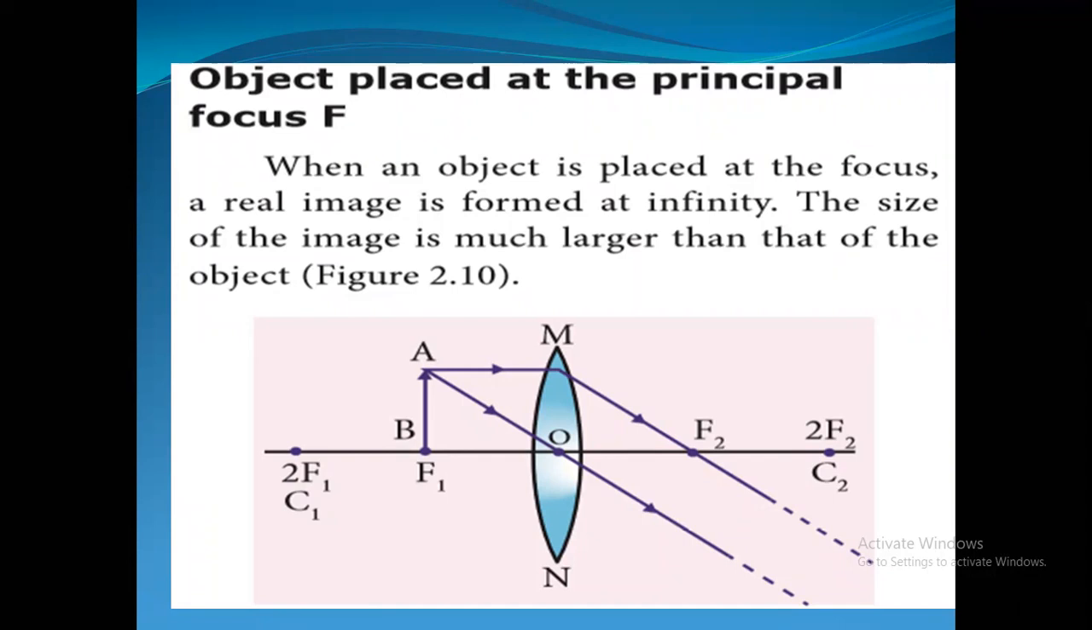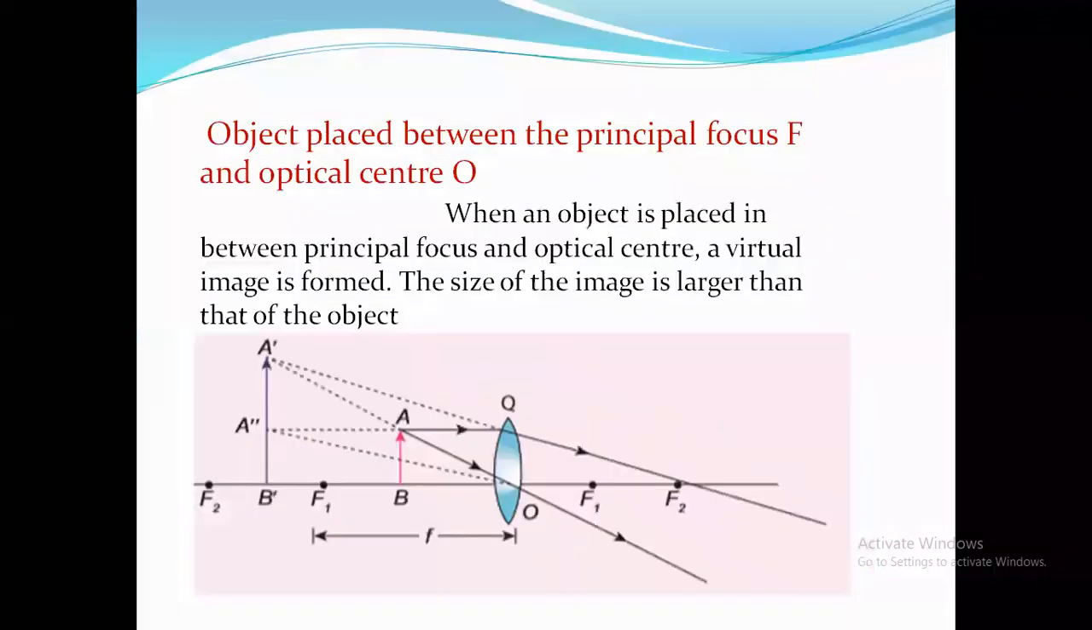Okay, so when an object is placed at the focus, the real image is formed at infinity. Infinity means that is far away from us, we can't see. The size of the image is much larger than that of the object, very big. Understand?